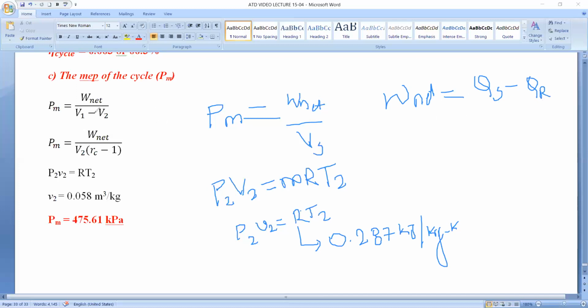So just substitute and get the value of PM, that is mean effective pressure. The compression ratio rc is 16, that is given in the problem. So substitute and get the value of PM. The expected value for PM is 475.61 kilopascals. So this is the end of this problem.